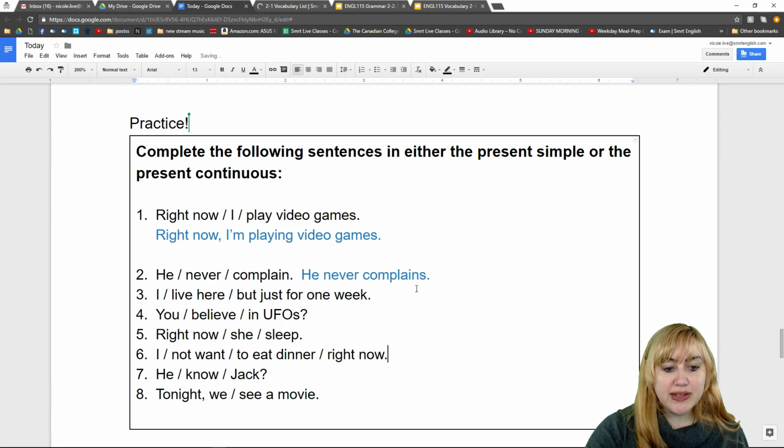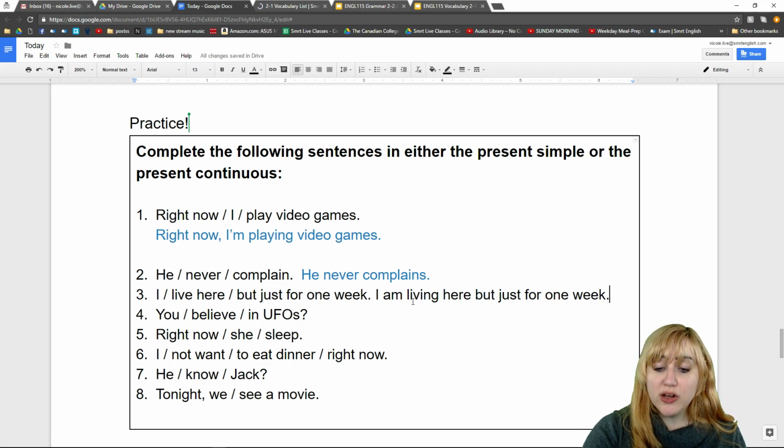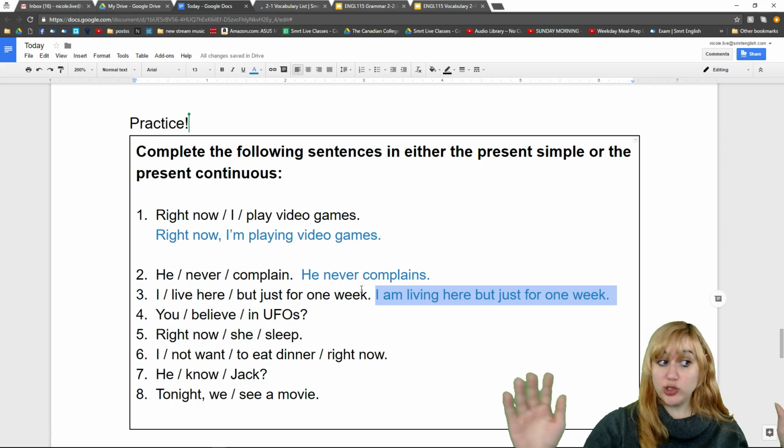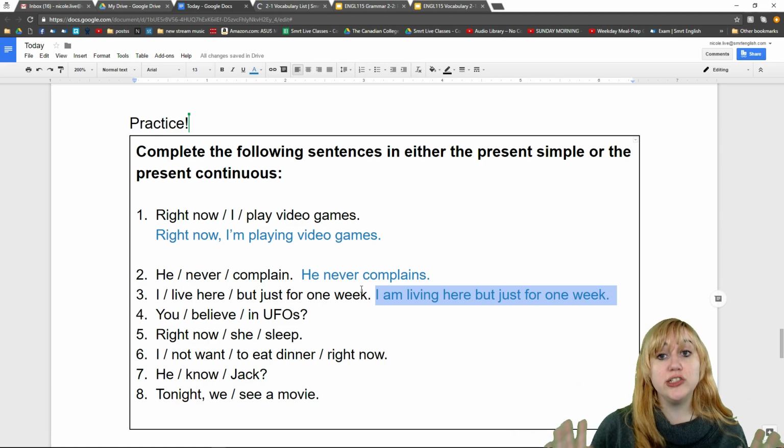Okay, so number 3, we're going to use present continuous. We're going to say, I am living here, but just for 1 week. We're going to use present continuous because this is true for just a short time. It's not true always, and it's not true for a long time.